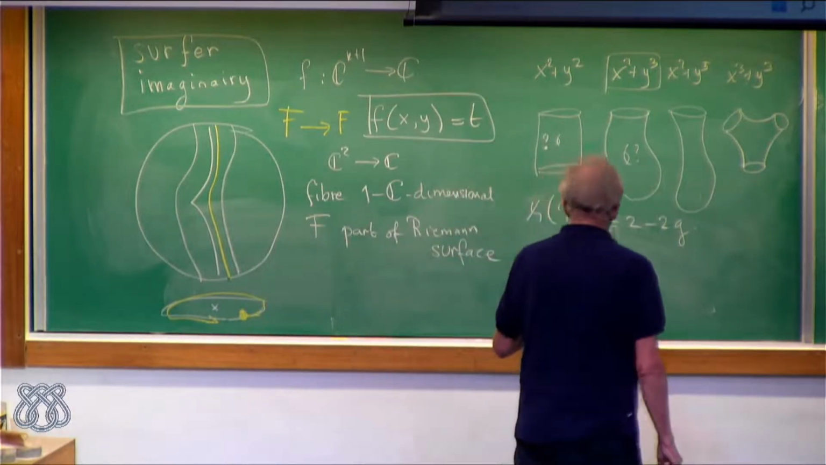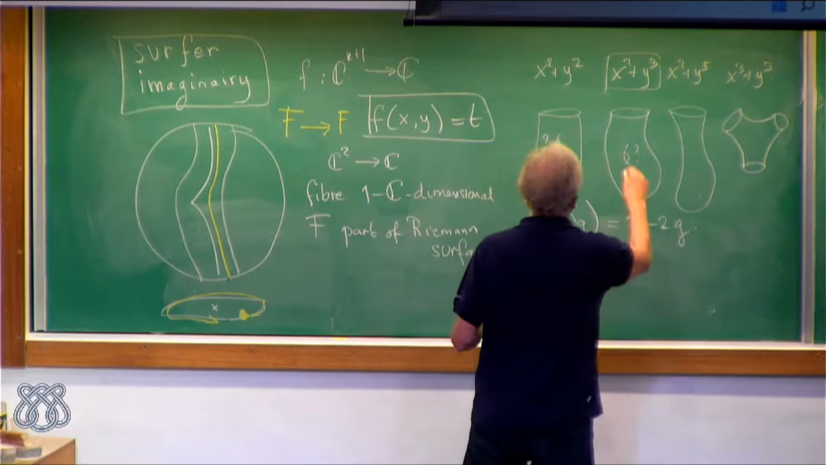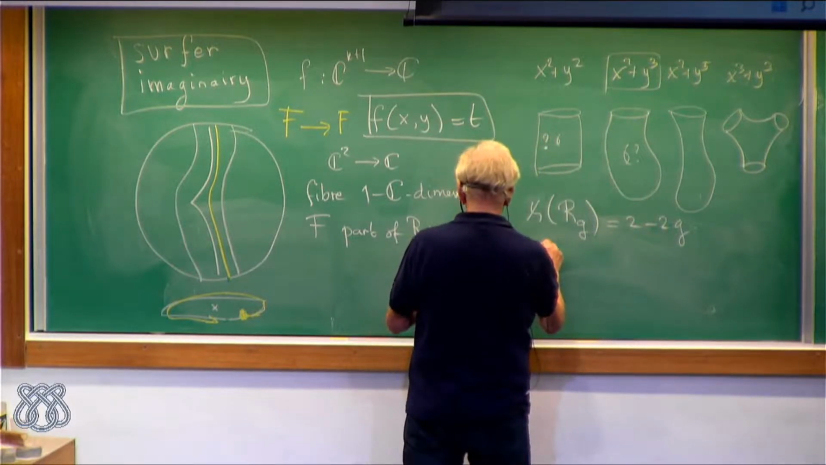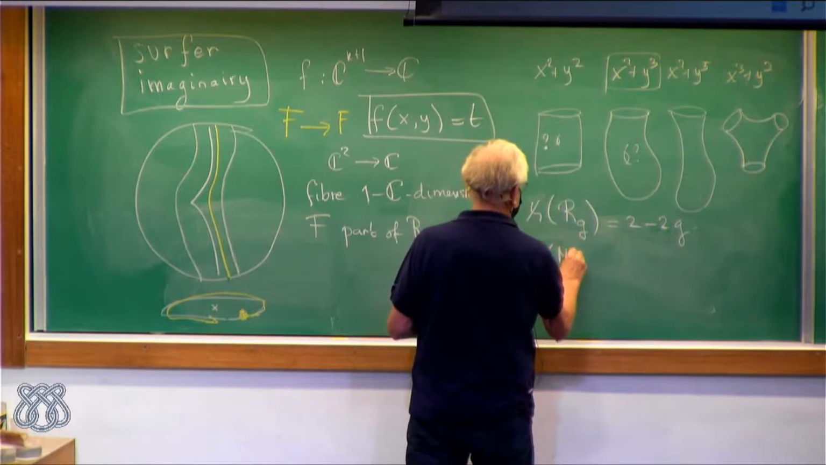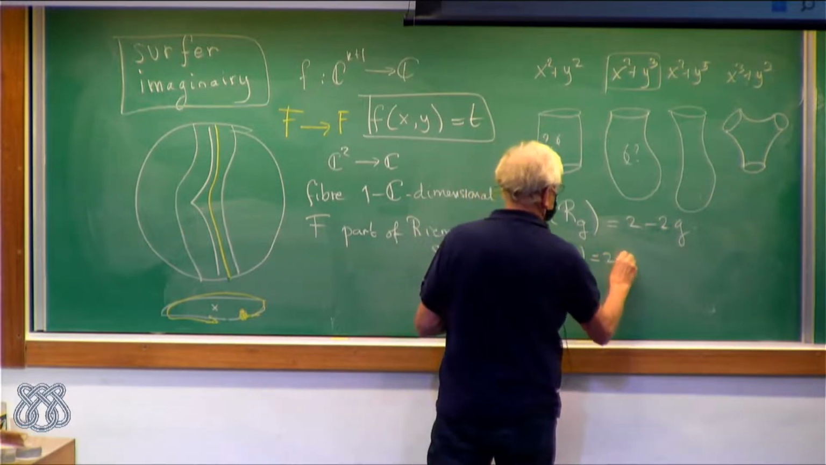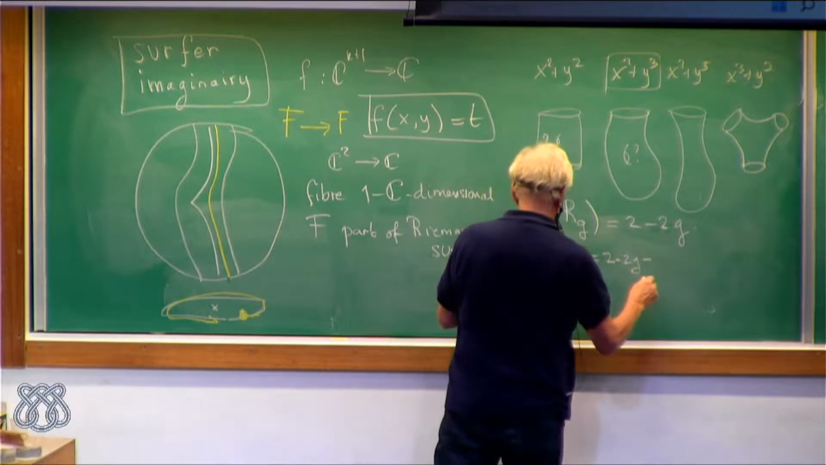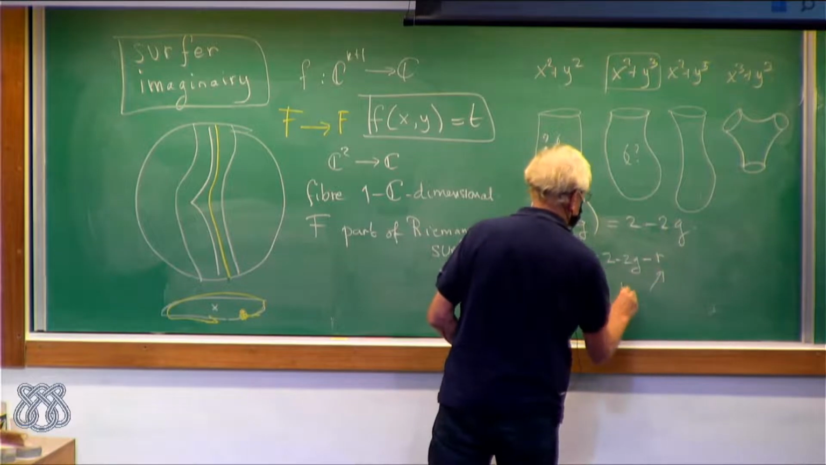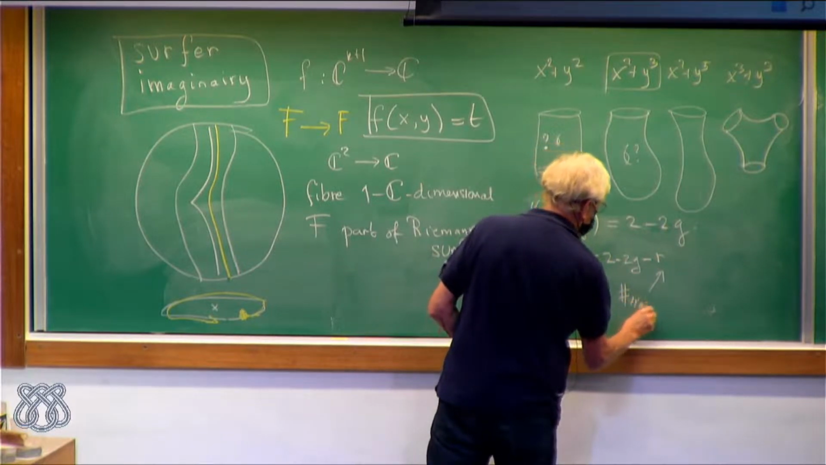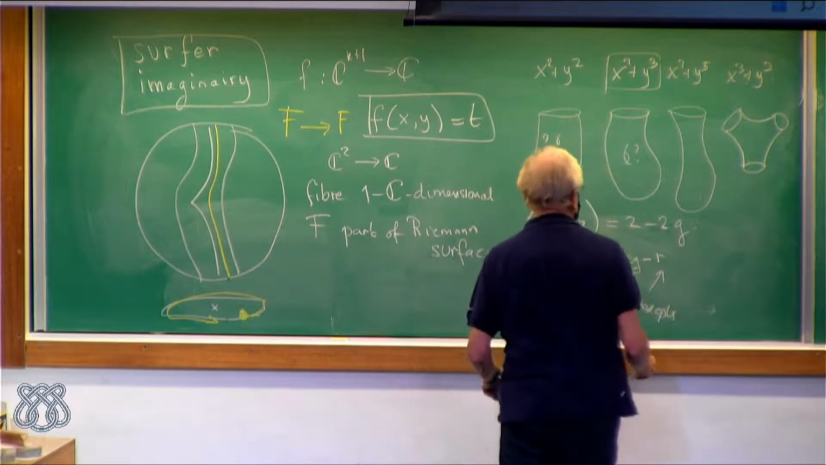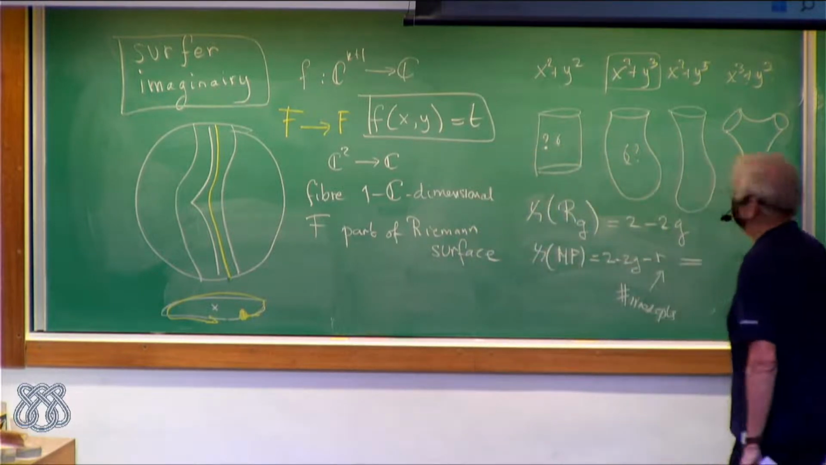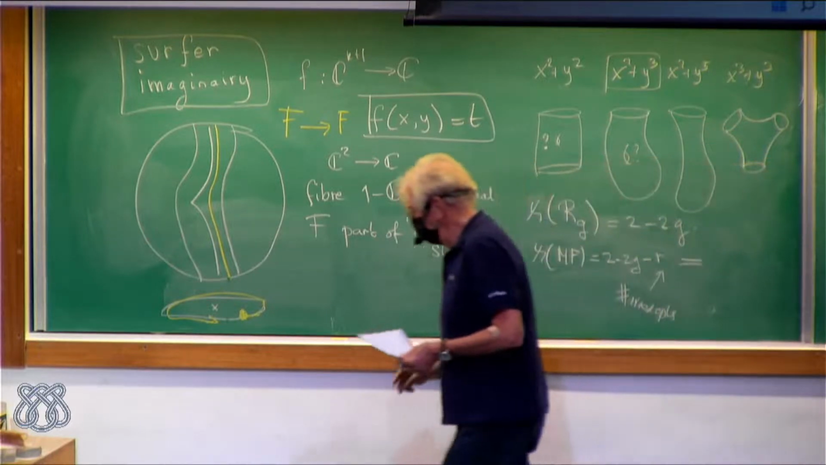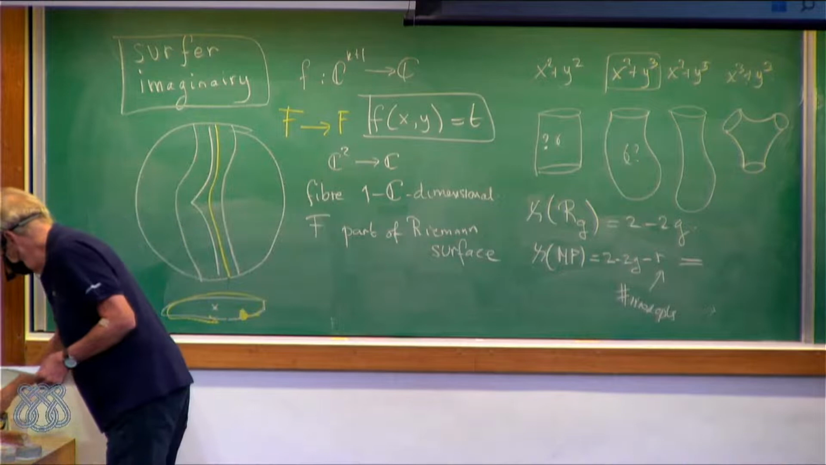Okay, and what happens if I have a number of holes? Then the Euler characteristic of my Milnor fiber is 2 minus 2G minus the number of holes, and R is the number of irreducible components. And the other way, we know that these things are bouquets of spheres, and we also know how many spheres. We can write down the Milnor number.